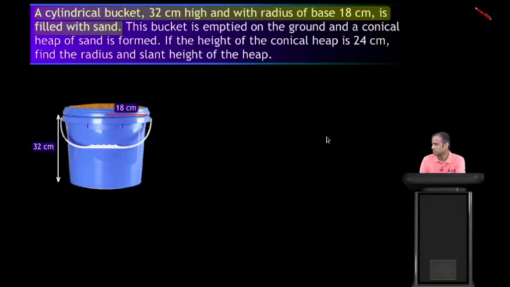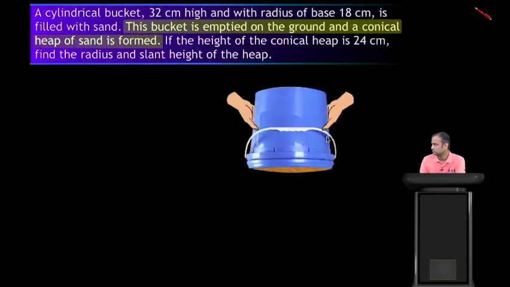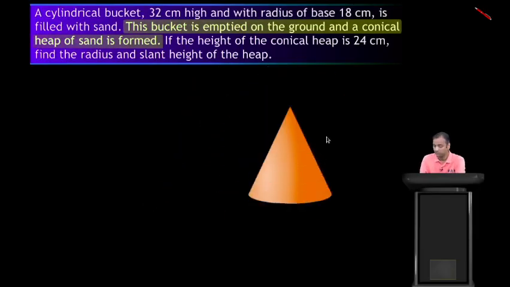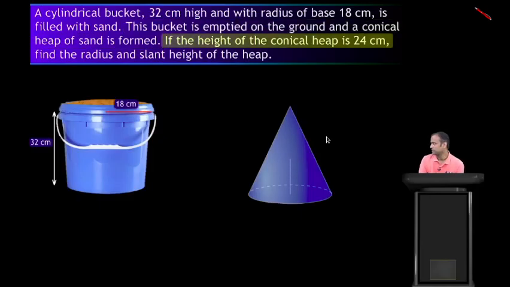Here we have h is 32 and r is 18 centimeter. So it is filled and then it forms a cone. The same quantity of sand which is in the cylindrical bucket is then emptied on the ground and it forms a conical heap of sand. Now we are given the height of this cone. The height of the cone is 24 centimeter and we have to find the radius.